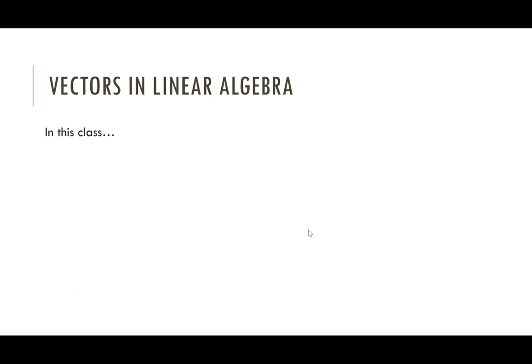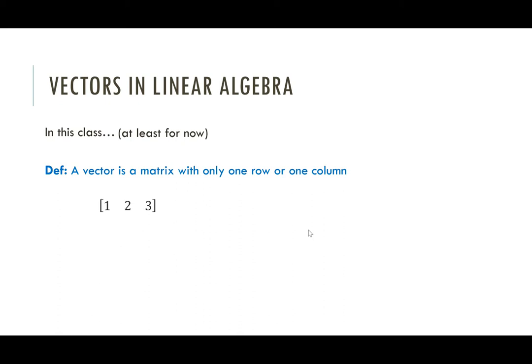So what about in this class? Well, for now at least, a vector is a matrix with only one row or one column. So the row 1, 2, 3, or say this column 1, 2, 3. This is what a vector is in this class for the time being. You might notice this is very much in the spirit of the idea of a vector being just a list of numbers. Because mathematicians aren't always the most creative, we would call this first vector a row vector, and this second one a column vector.